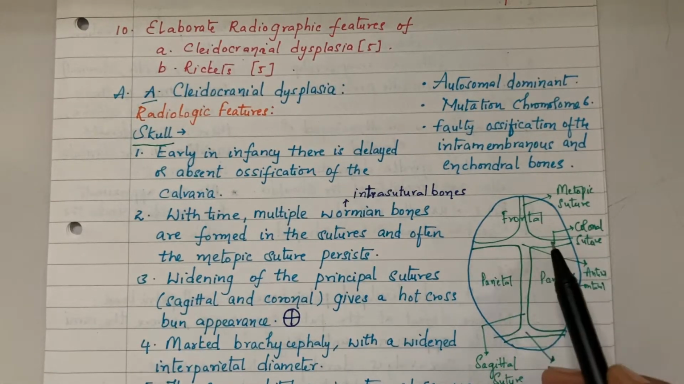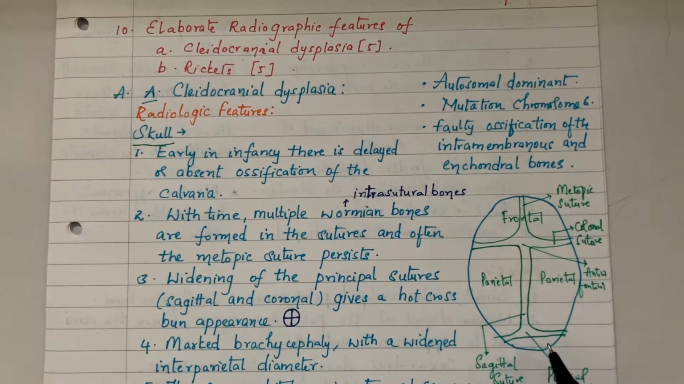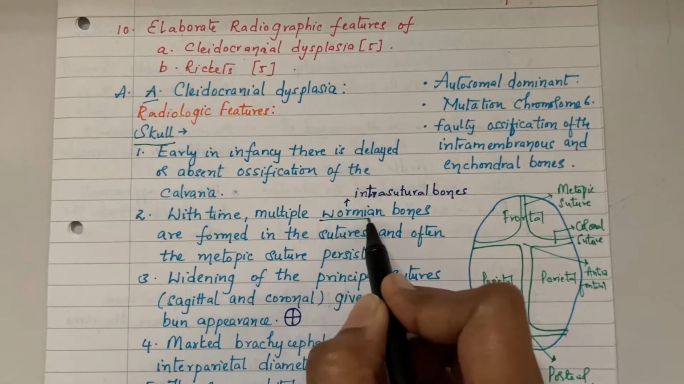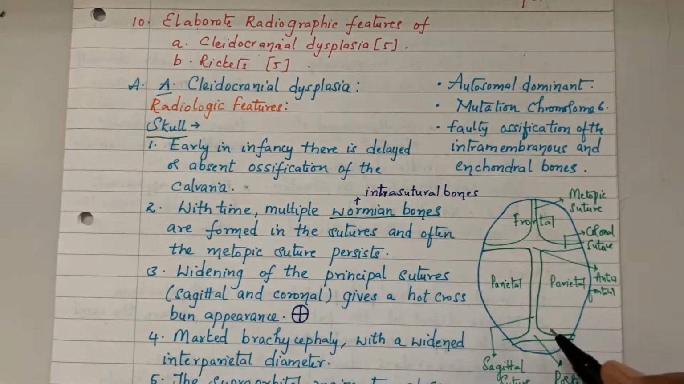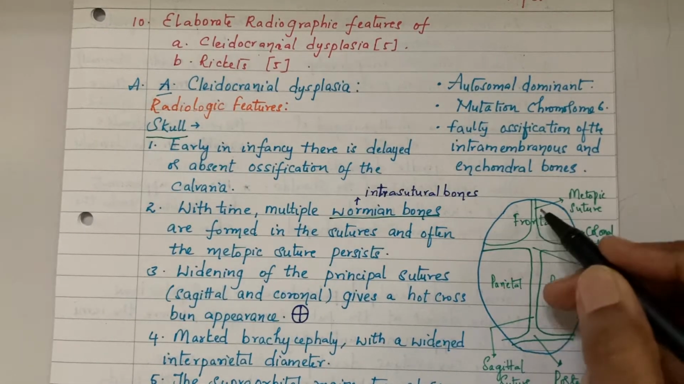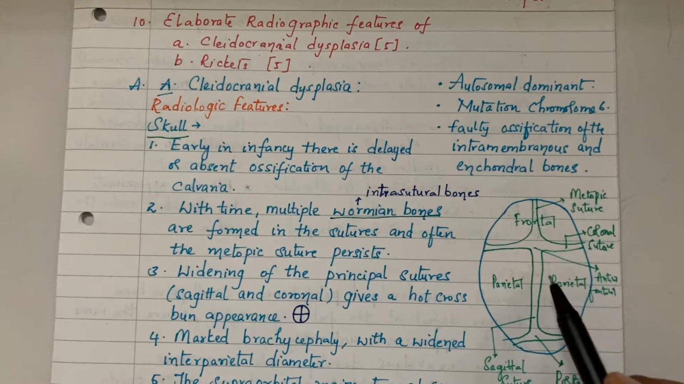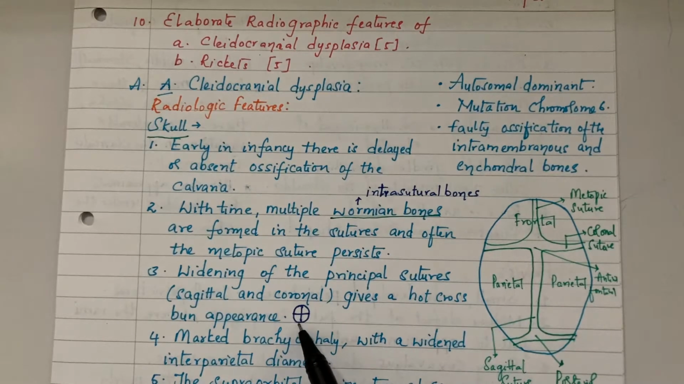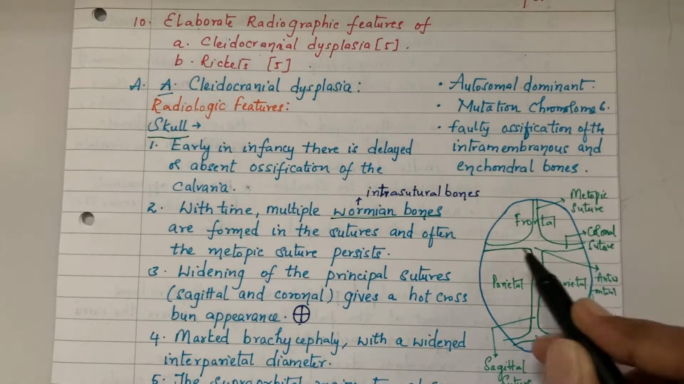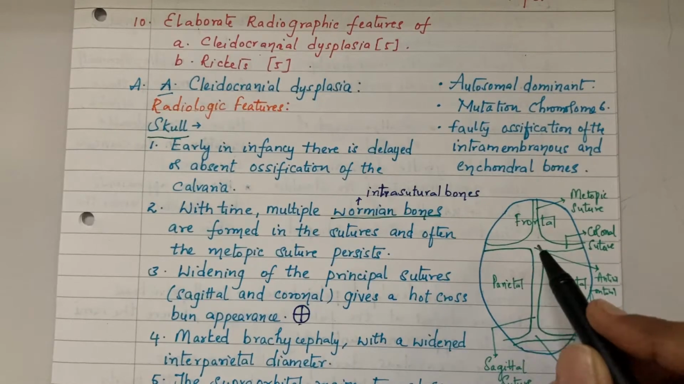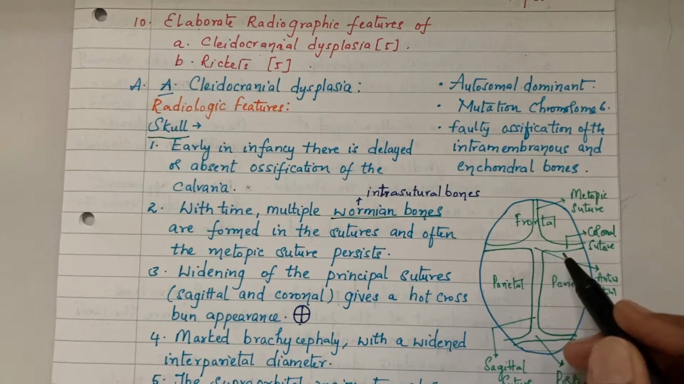Then these are the sutures: we have the coronal suture, sagittal suture, and lambdoid suture. With time there will be multiple intrasutural bones, called Wormian bones, formed in the sutures, and often the metopic suture persists. There will be widening of the coronal suture and the sagittal suture, giving a hot cross bun appearance. There will also be widening of the interparietal diameter causing marked brachycephaly.